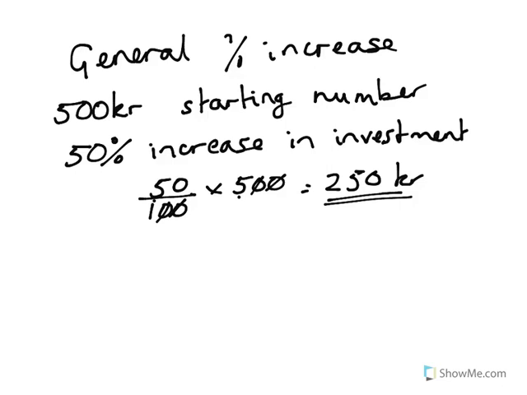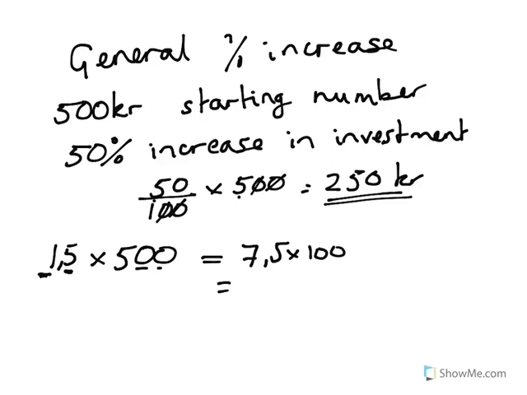So a smarter way of working out my final total would be to multiply 500 by 1.5, where we can think of the 1 as being 100% of our original 500 kronas, and the 0.5 as being our 50% increase. This will give me the answer straight away, because I know that 1.5 times 5 is 7.5. But I've also got 2 zeros here, so times 100 equals 750 kronas.